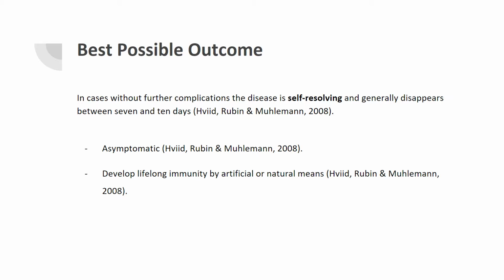Usually, if a person contracts mumps, naturally they will acquire lifelong immunity, whereas those artificially immunised tend to have a declining immunity over time.